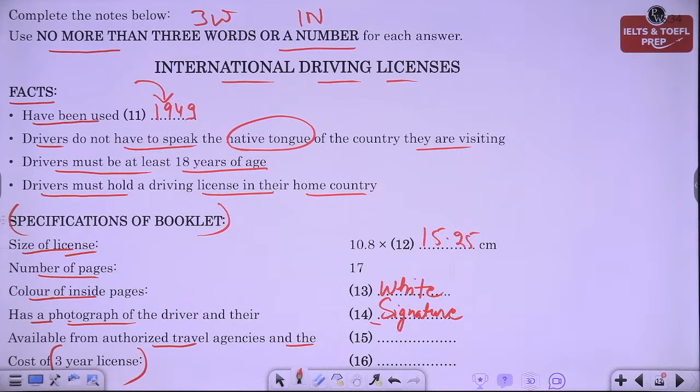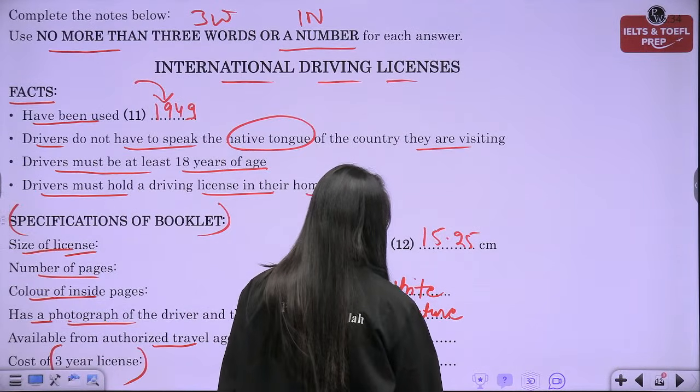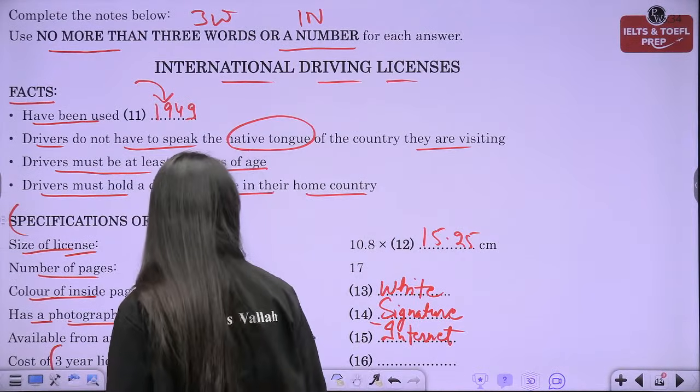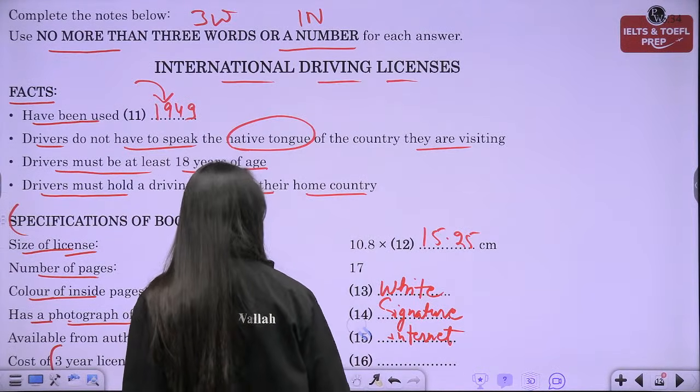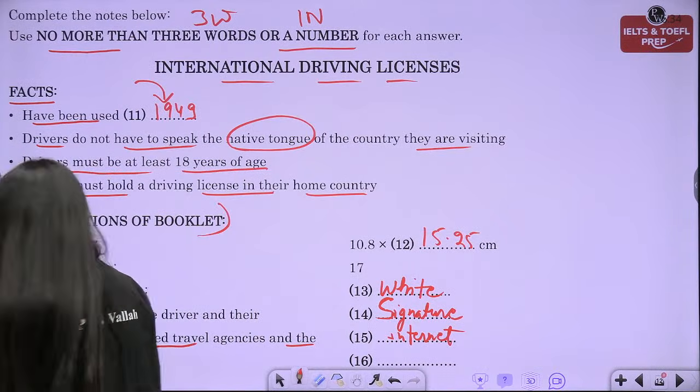Last second one. And internet will be the right answer here. Yeah. Then last one, cost of 3-year licenses.